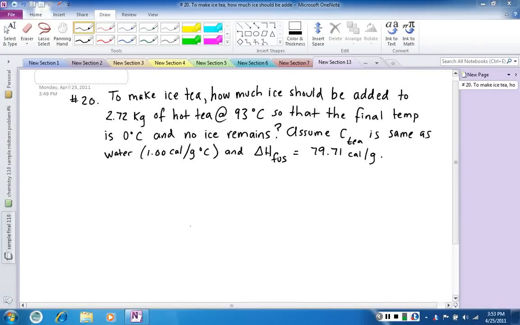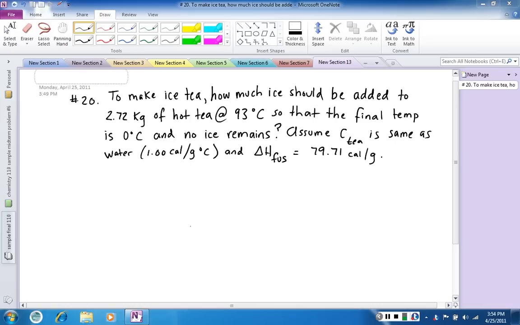This is number 20 on the sample final. It's a heat problem. To make iced tea, how much ice should be added to 2.72 kilograms of hot tea at 93 degrees Celsius so that the final temperature is 0 degrees Celsius and no ice remains? Assume that the specific heat capacity of tea is the same as water, and you of course would use the enthalpy of fusion for water as well.